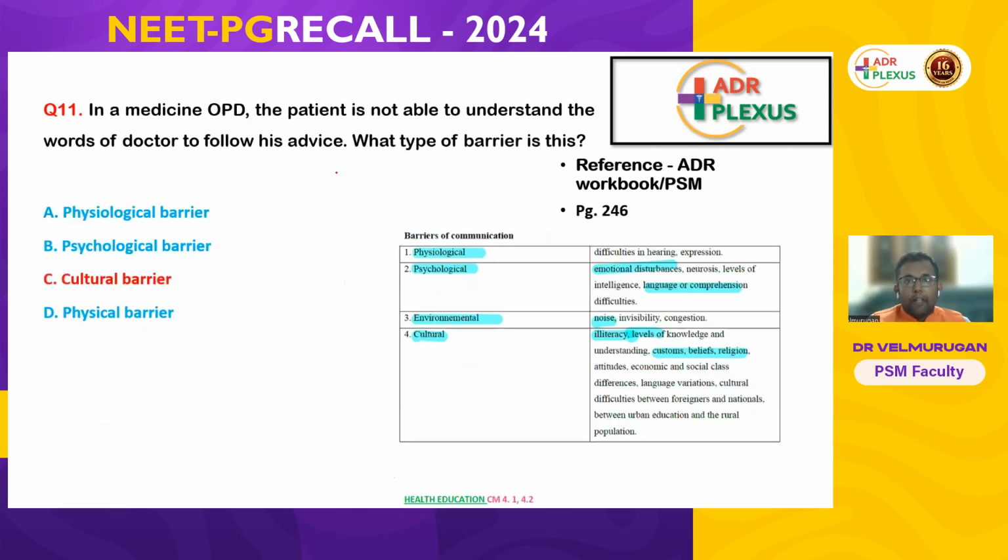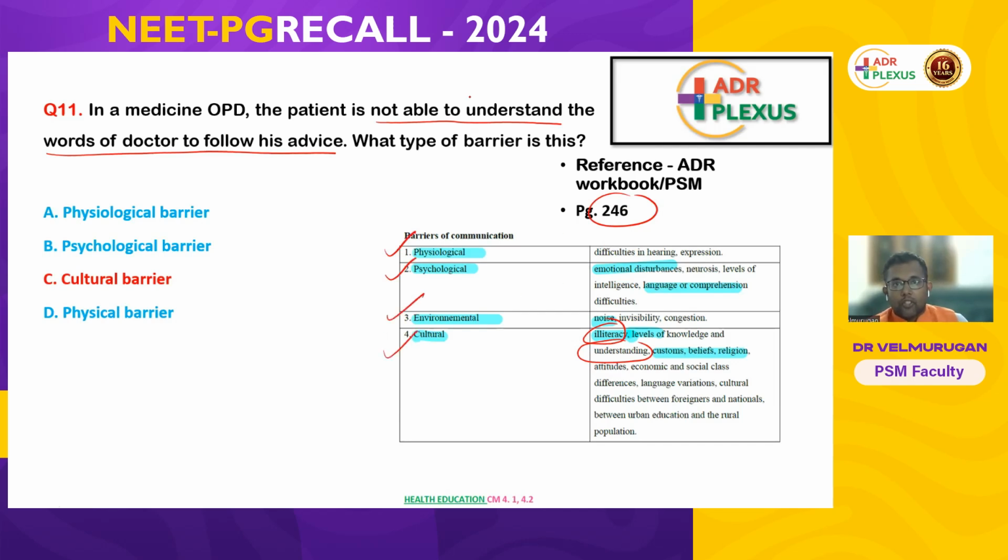In a medicine OPD, the patient is not able to understand the words of the doctor. Maybe due to a language barrier or illiteracy, or there may be differences in their social customs, beliefs, or religion. The barriers of communication are given on page number 240: physiological, psychological, environmental, and cultural.